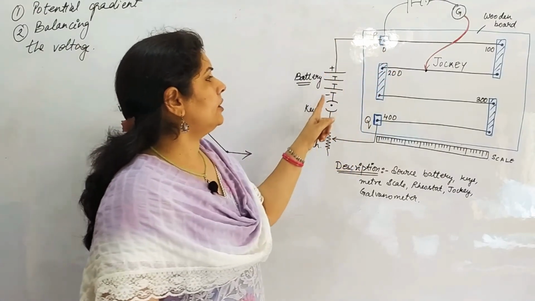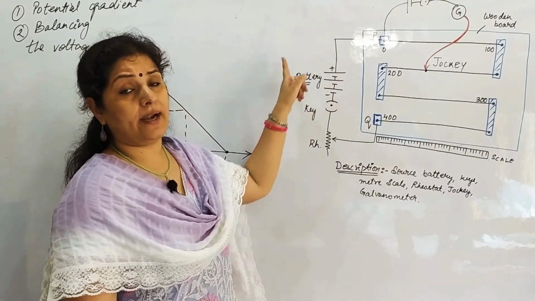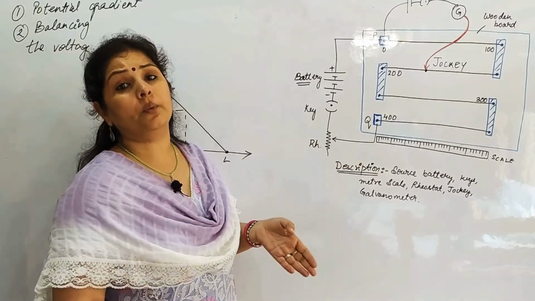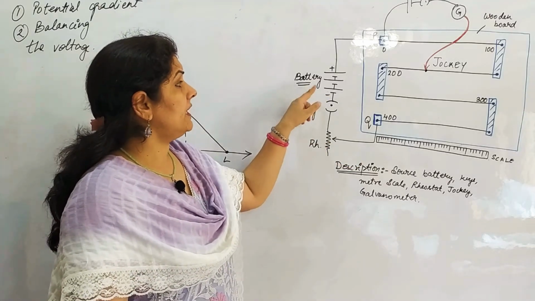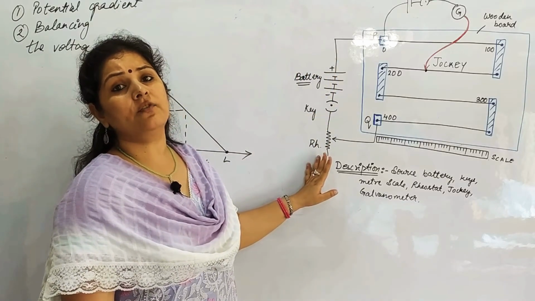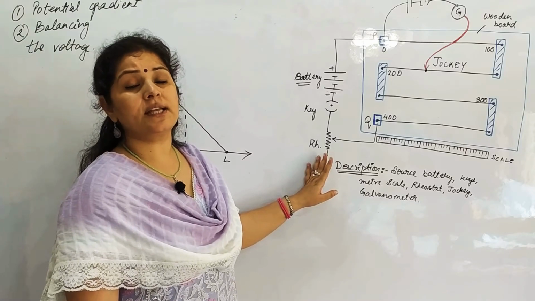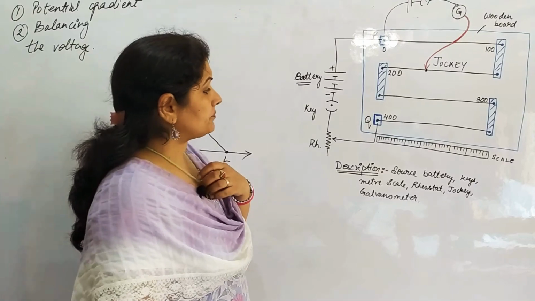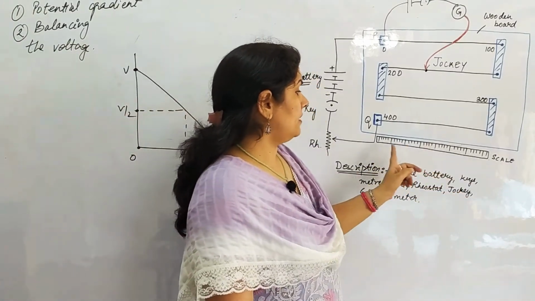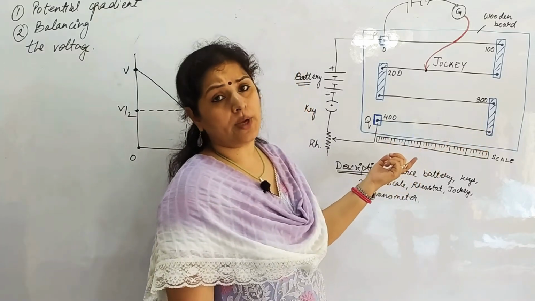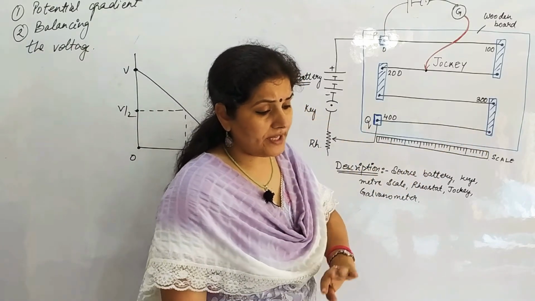And A is connected to a source battery. This source battery will send current, whose potential drop we are going to calculate. There will be a key, and in order to change the current we have used a rheostat. So the rheostat is a variable resistance, and if we move the rheostat you can change the current in the circuit, right? There is a meter scale fitted at the bottom part of the potentiometer which helps us to calculate the length.